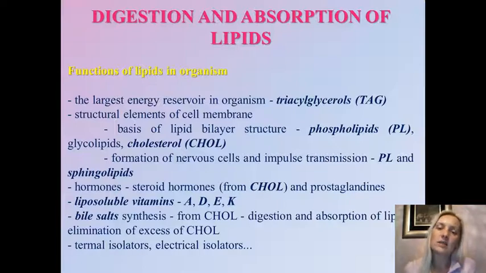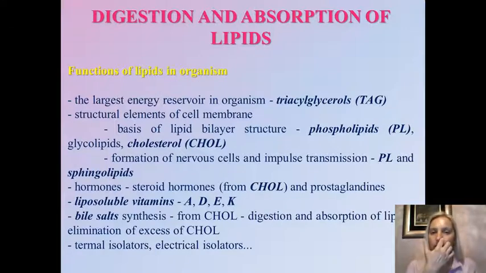Also, lipids are involved in the formation of nervous cells, and they're involved in the impulse transmission. And again, we have phospholipids there and some sphingolipids, which are very characteristic for the nervous tissue. And we have mentioned several types of those molecules in general biochemistry.